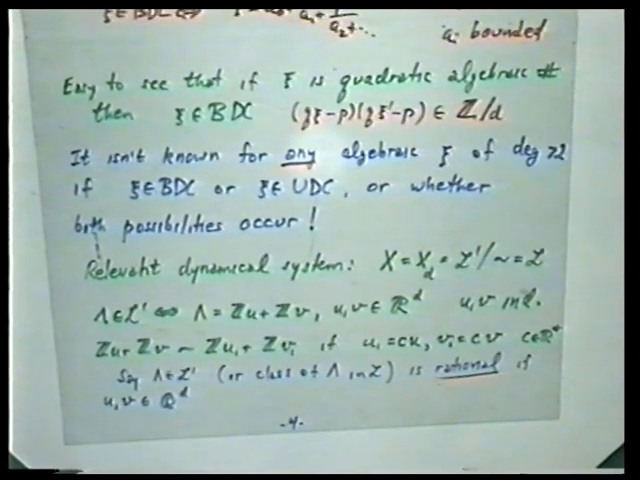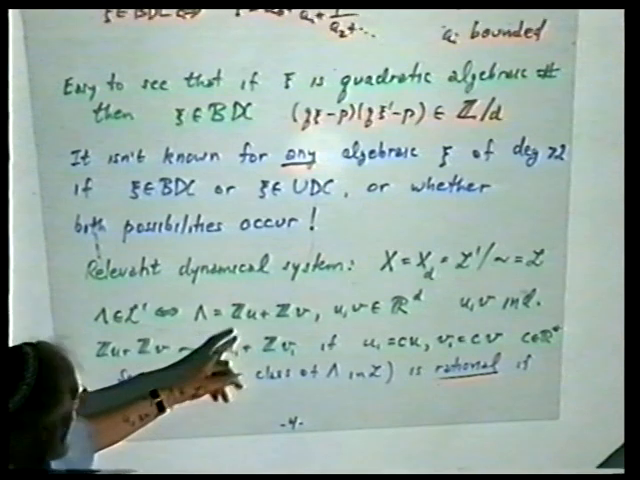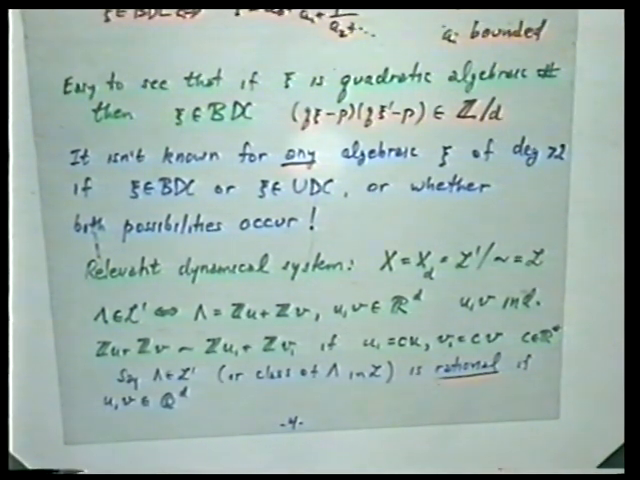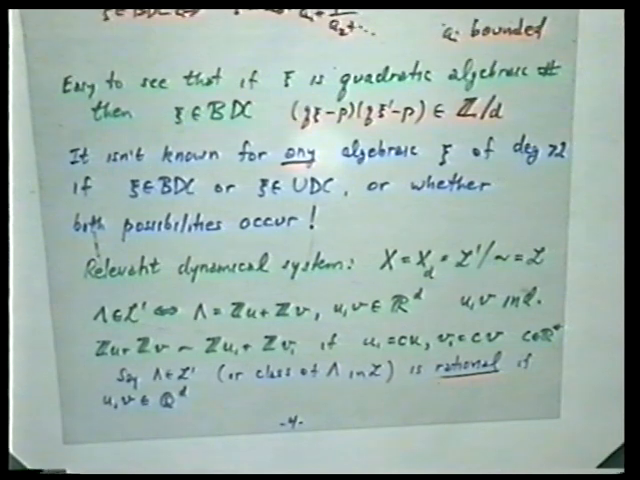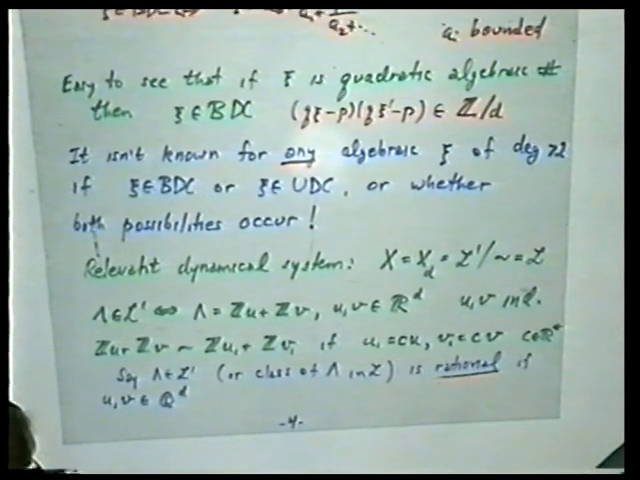And now it makes sense to talk about a point being rational, because for a lattice, I can talk about the vectors u and v being rational vectors. If u and v can be chosen as rational vectors, then I'll say that lattice, or the equivalence class of lattices, is rational. There is a rational point of this space.